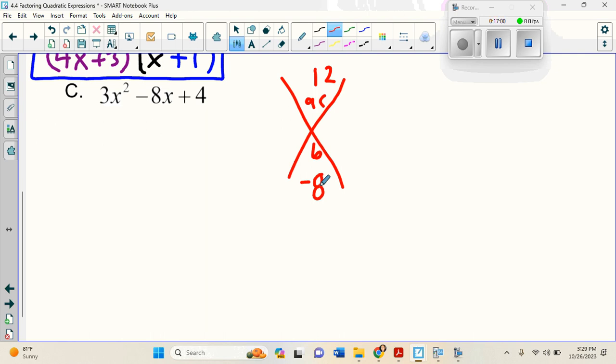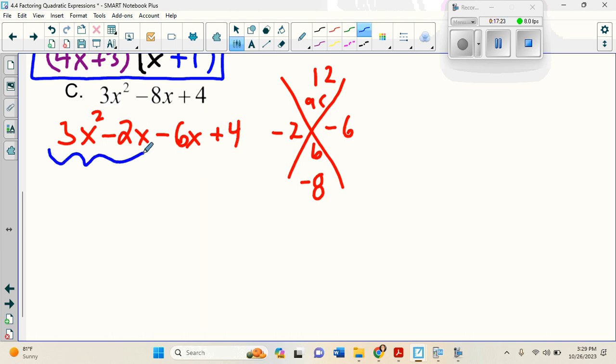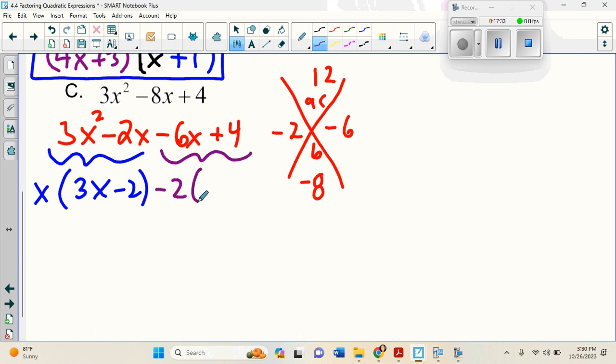Okay, so I know it's not 3 and 4 again because that's 7, but we also have -2 and -6 that would work. And it doesn't matter what order you place these two. I'm going to put -2x first, but it works just the same if you put -6x first. Then you're going to factor the first two. Take out an x. What's left is a 3x minus 2. And the second set of terms, I'm going to take out a -2 and get a 3x minus 2.